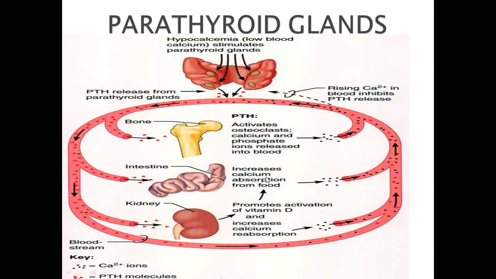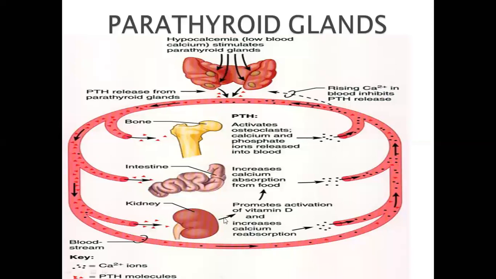Next is the increased calcium absorption from food. It also acts on the intestine. From the intestine, it increases the calcium absorption from the food. It means that from here, your blood will get maximum calcium. It is just because of this hormone, parathyroid.